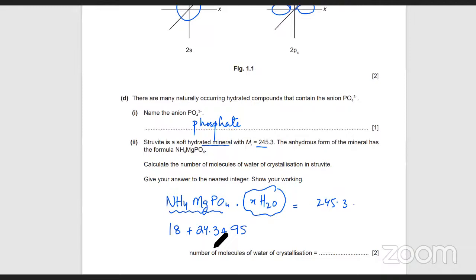So how much water will there be? This entire thing is 137.3. The total is 245.3, the MR of the hydrated crystal. This means what amount of water is supposed to be added to this? Subtract this from that, what do you get? I guess you're going to get 108. Yes, 108 is coming.